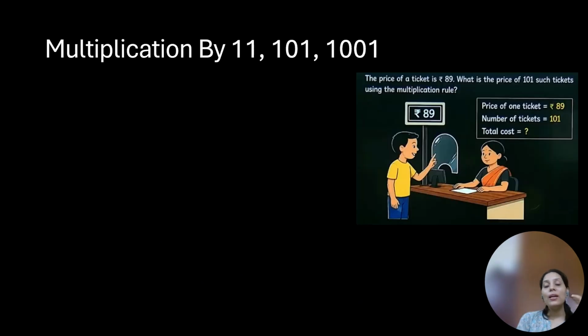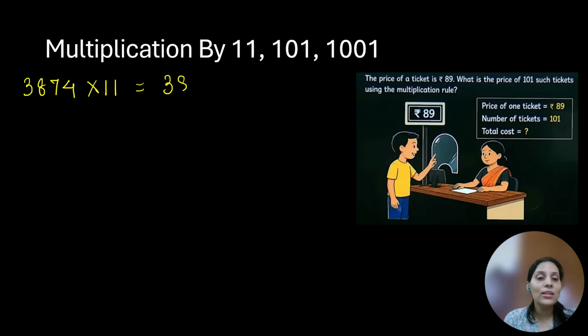Next up is multiplication by 11, 101 and 1001. It is very easy when you need to multiply these. Here I can use what? Distributive property. So let me take a bigger number, 3874. Let us multiply it with 11 first. How do I do that?